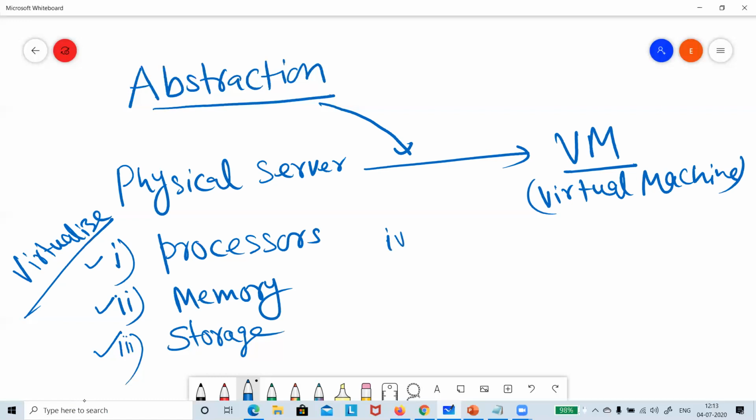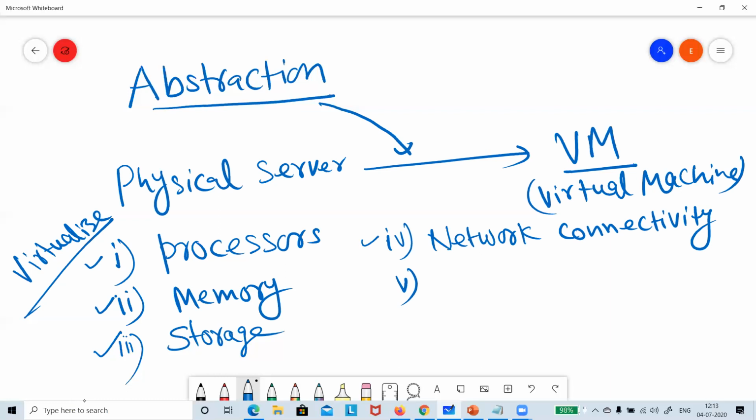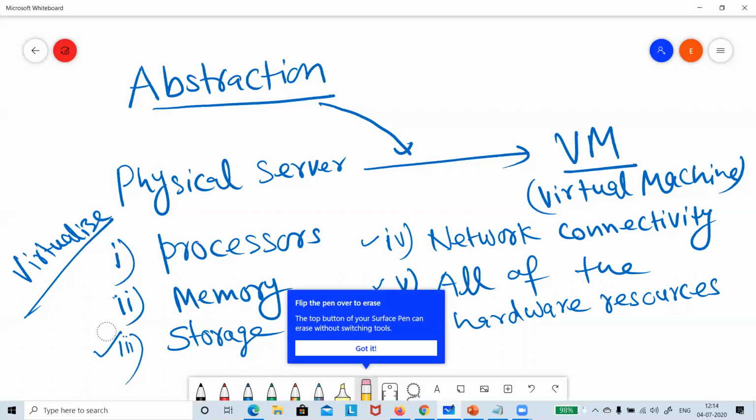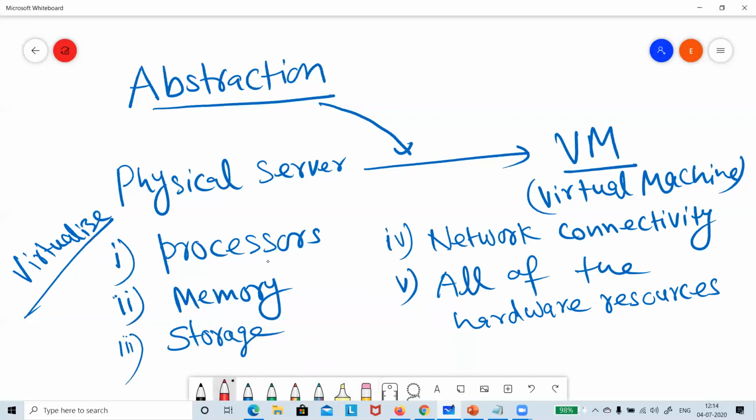So the next thing would be, I would say, network connectivity. Yes, perfect. So that can be virtualized. The next choice I would give you is all of the hardware resources. Right? So now what you have to do is choose the right answer. Only one right answer. You should not choose all. Okay. What is that one? The fifth one. Everyone agree? Yeah, all of the hardware resources. Okay. Perfect. So all of the hardware resources, right?